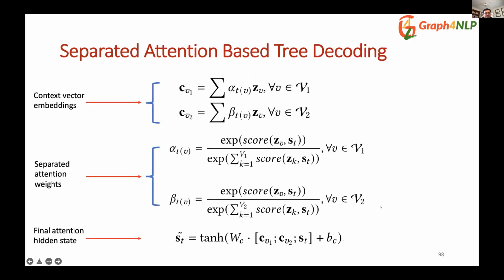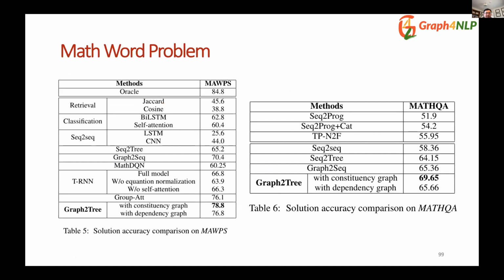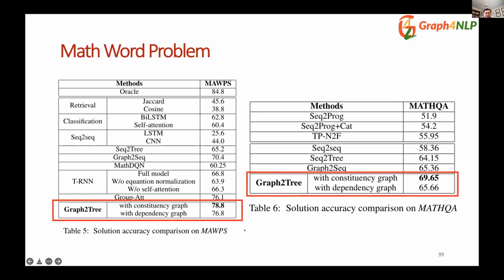So this is a more math part about this separate attention-based tree decoding, and how to compute the context vector, how to compute the separate attention weights, and finally to generate the final attention hidden state. So this is the experiment result that we have performed. We can see that compared to all the state-of-the-art methods on the different math word datasets, the graph-to-tree model can significantly outperform the existing methods.